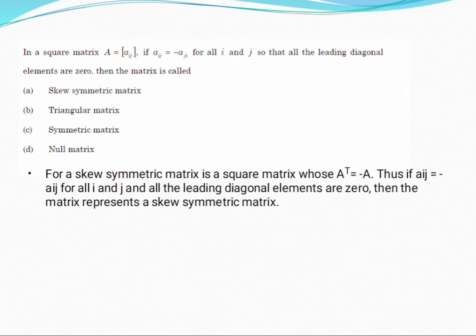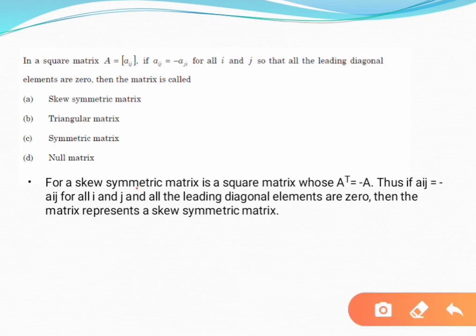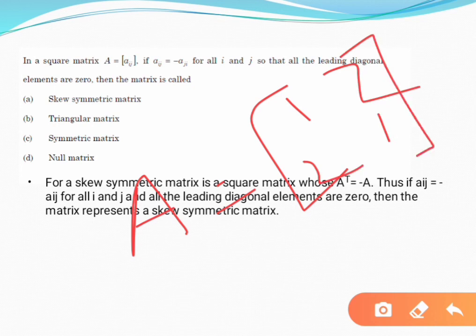Keep in mind our theorem: every square matrix can be uniquely expressed as the sum of a symmetric matrix and a skew symmetric matrix. Every square matrix, suppose A is a square matrix 1 2, 2 1, can be uniquely expressed as the sum of a symmetric matrix and a skew symmetric matrix. Okay, it is the theorem for symmetric and skew symmetric matrices.